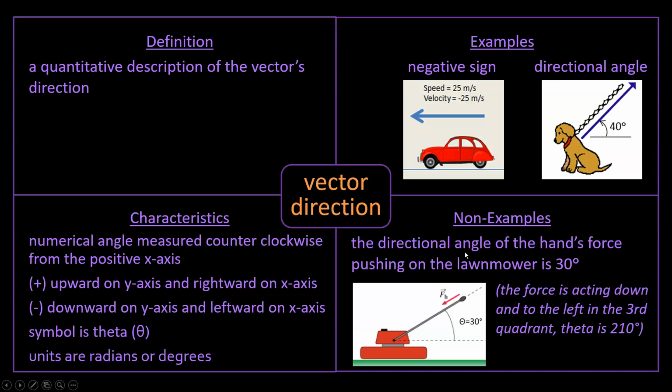A non-example is: the directional angle of the hand's force pushing down on the lawnmower is 30 degrees. Well, this is not true. The handle here makes a 30-degree angle with the ground, but the hand is pushing down and to the left. So this force is down and to the left, which is in the third quadrant. Theta here, the directional angle for this force vector, is actually 210 degrees. So, word of caution: often when you're looking at sketches or pictures, the angle they show is not necessarily the directional angle of the vector.